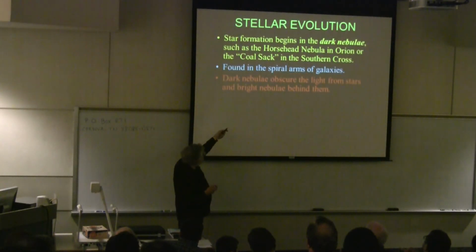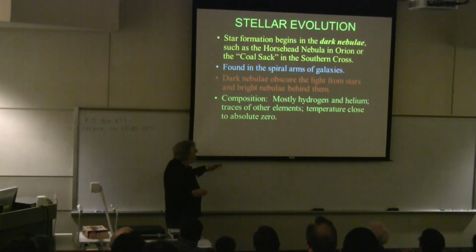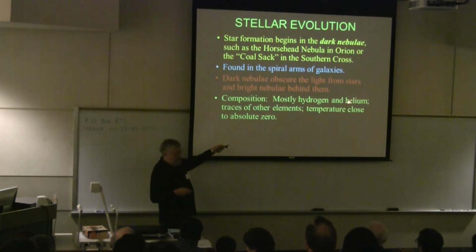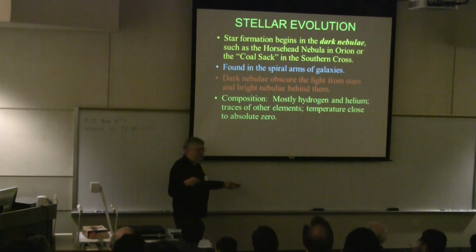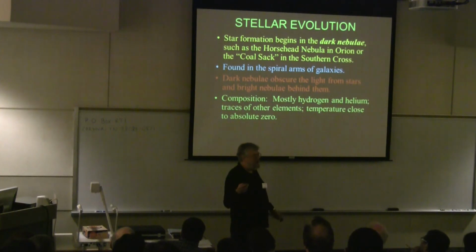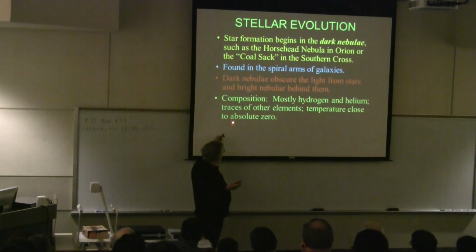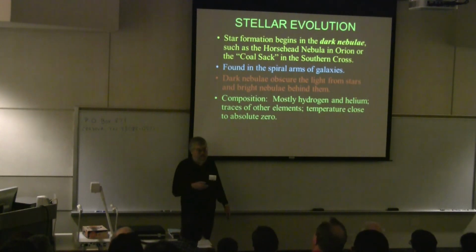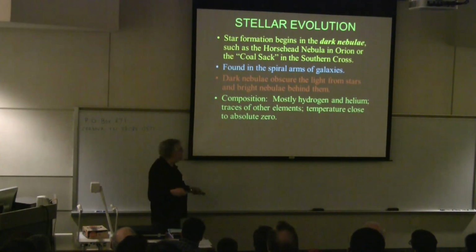They obscure the light from behind them, as we've already seen, and they're mostly hydrogen and helium with traces of the other elements. It's mostly hydrogen, a few percent helium, and about 2% of everything else. That's what the composition of these is, and we'll see how that came to be and what the ramifications of that are later on, like us, for example. And also, the temperature is extremely low, close to absolute zero, 273 below zero on the Celsius scale, or zero on the Kelvin scale. Not much molecular motion at all.